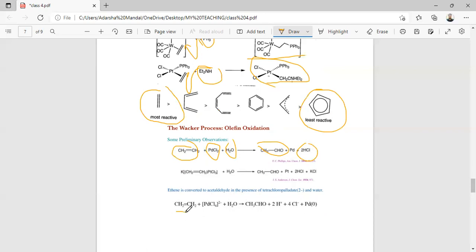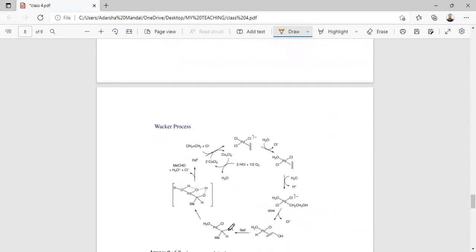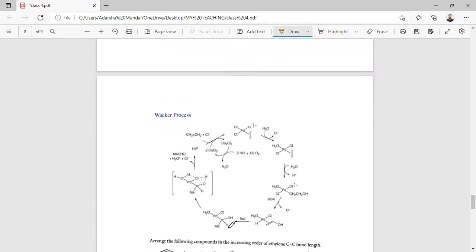So here ethylene reacts with PdCl4 2 minus in the presence of water to form acetaldehyde and 2 HCl, and palladium is reduced to palladium 0. So this is the catalytic cycle of the Wacker process.